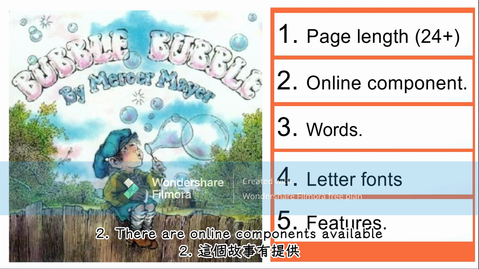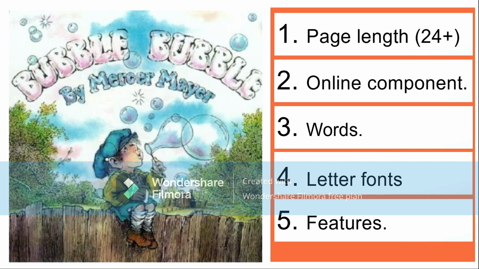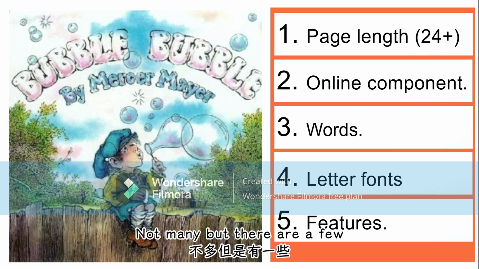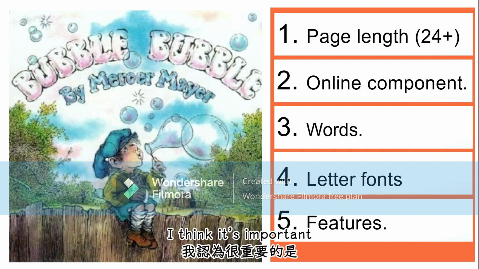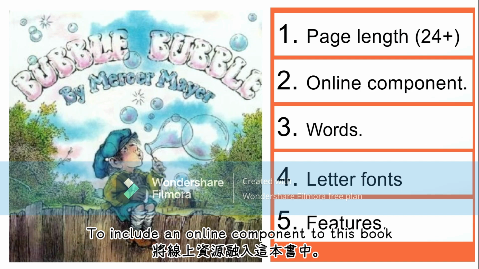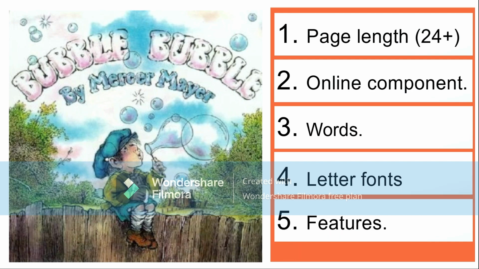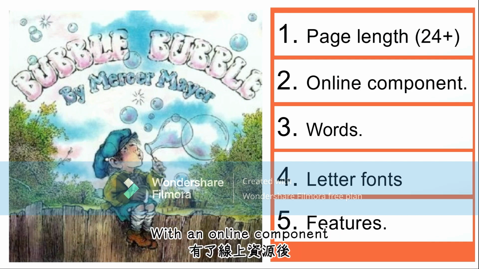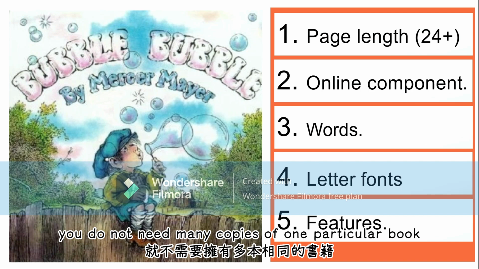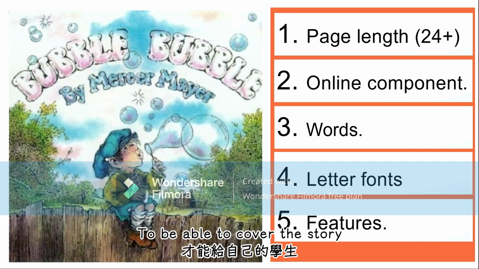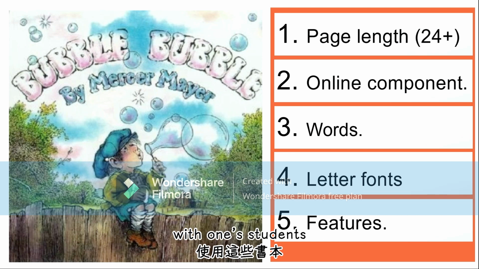2. There are online components available for this particular story. Not many, but there are a few. I think it's important to include an online component to this book because it might be difficult to find this book in physical form. With an online component, you do not need many copies of one particular book to be able to cover the story with one's students.